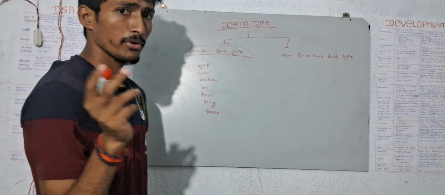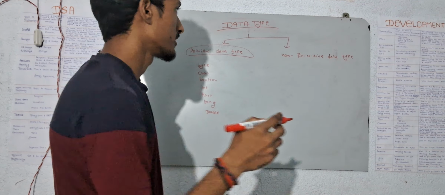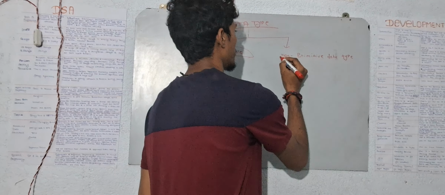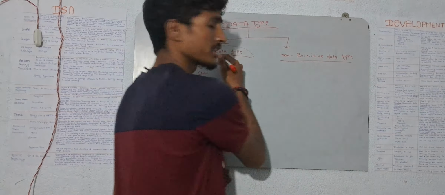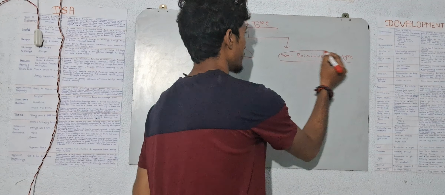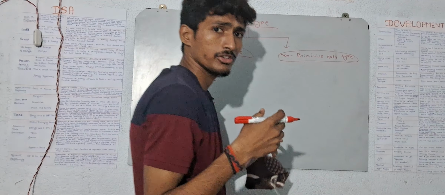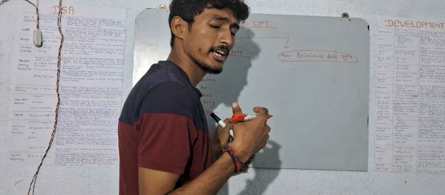And non-primitive data types are the data types which are not installed in Java. Primitive types are pre-installed and non-primitive types are not installed in Java. So this is called non-primitive types, and it is customizable. We can customize it as we want.